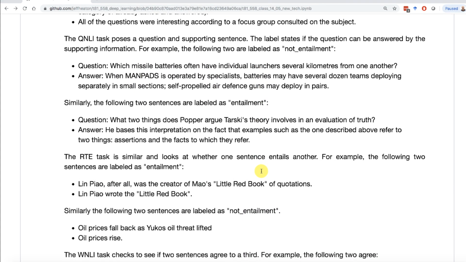These are entailment. So what two things does Popper argue Tarski's theory involves in an evaluation of truth? And then the answer: he bases the interpretation on the fact that such examples, such as the one described above, refer to two things, assertions and the facts to which they refer. So that is an entailment. That is an answer to that question.